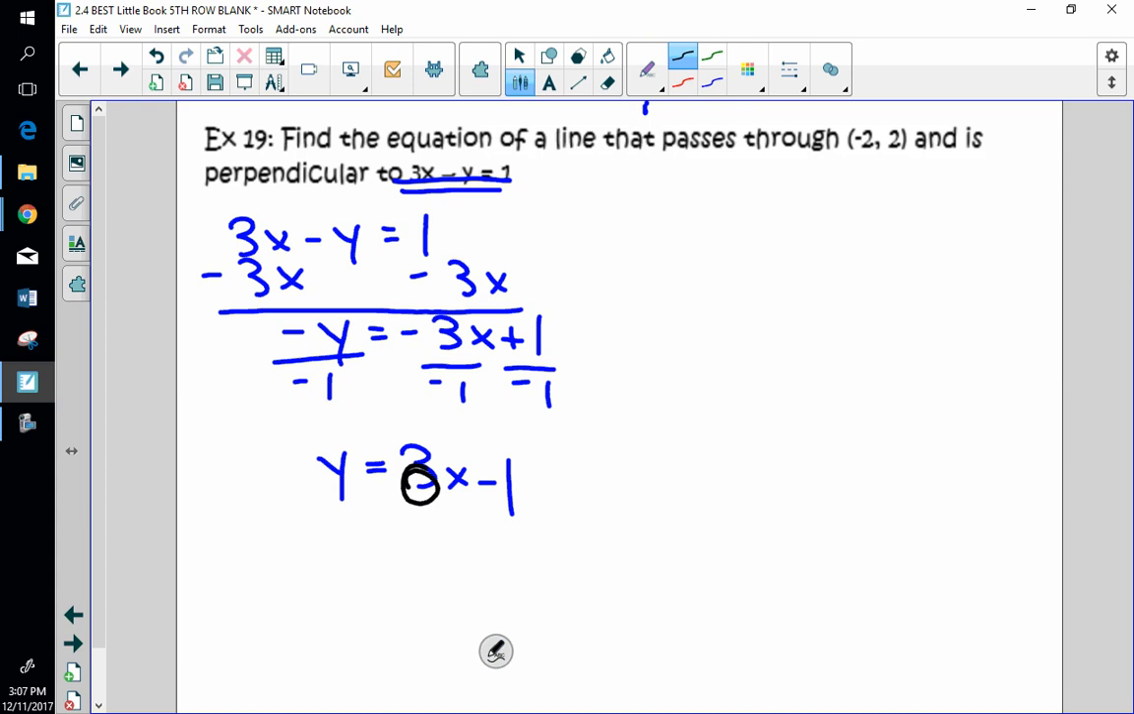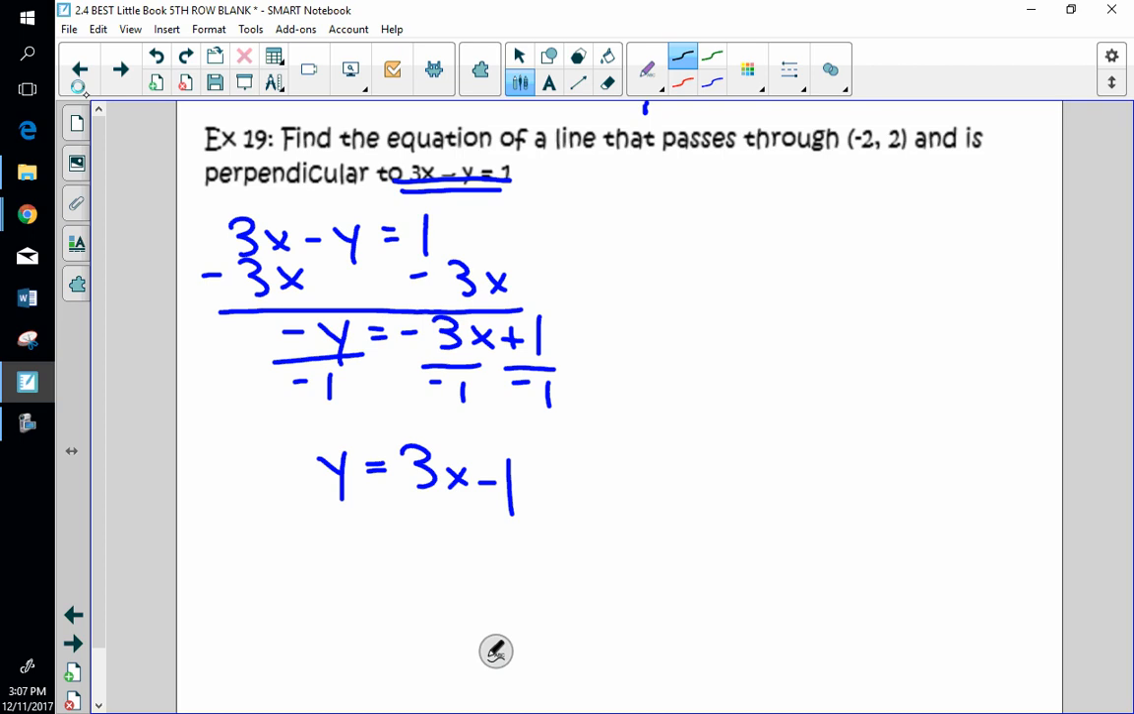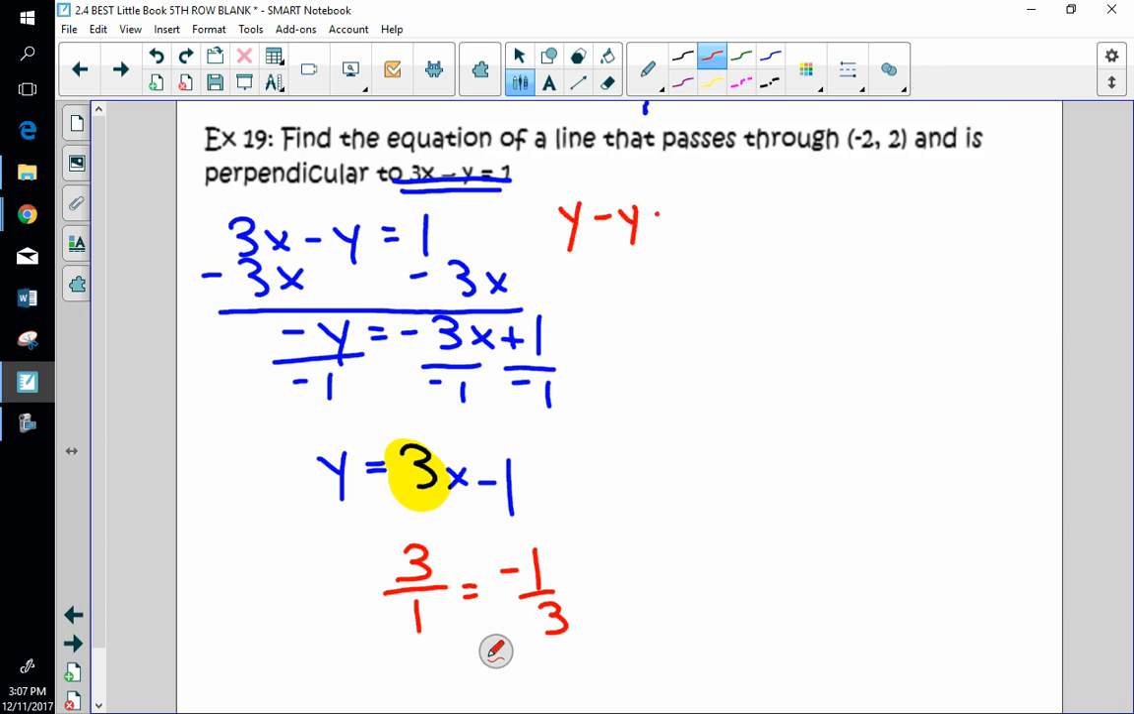I'm going to take my slope of 3. And I'm going to flip it over and switch the sign just like we did before. It's still -1/3. Okay, remember, this time, my method is y minus y-coordinate. Again, this is a different method for the same type of problem. You can do it however you want.